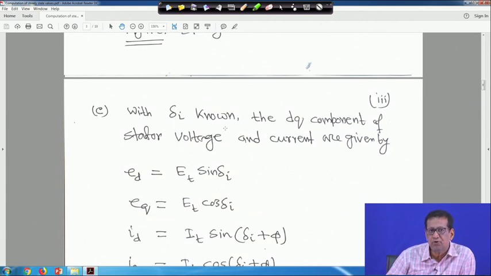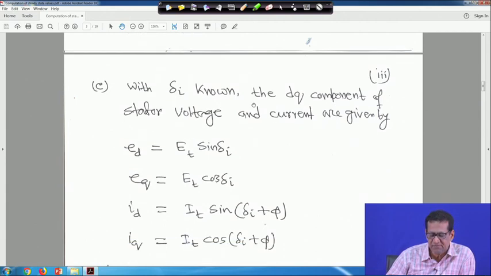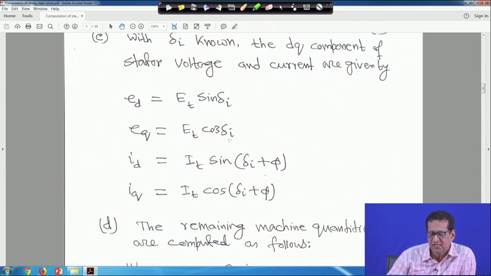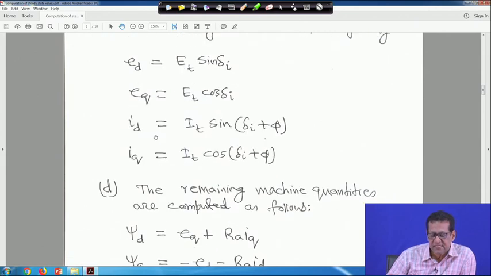Now with delta I known, the dq components of stator voltage and current are given by this. We have seen earlier that Ed is equal to Et sin delta I if delta I is known, and Eq is equal to Et cos delta I, right. Similarly, earlier we have seen that Id is equal to It sin delta I plus phi and Iq is equal to It cos delta I plus phi. No equation numbers are given here, because all these things we have seen in the previous lecture, right.